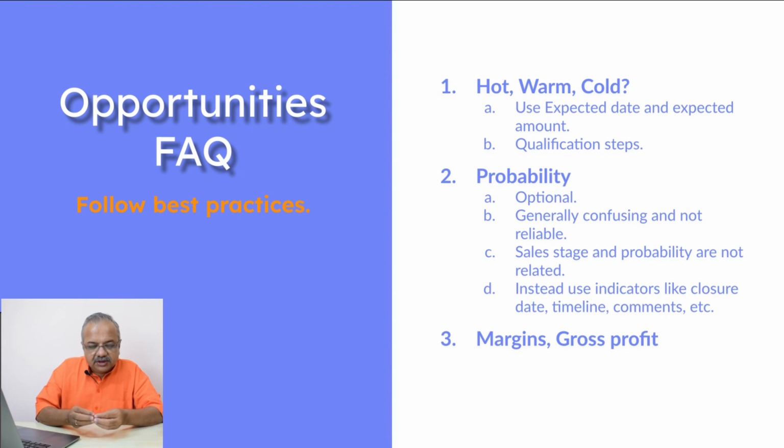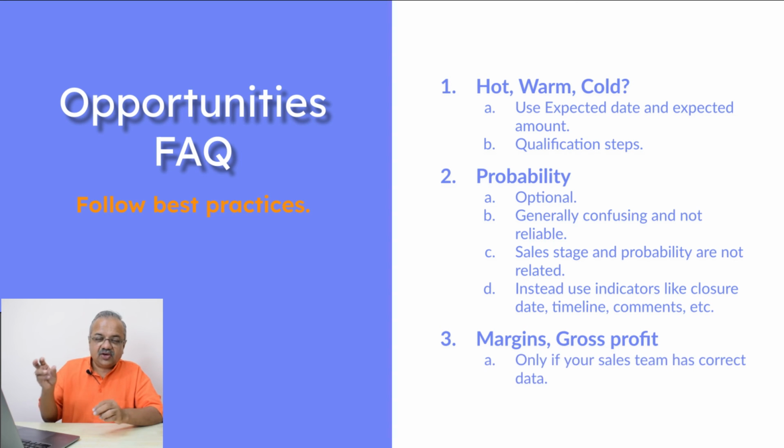Many people add the fields of margins, gross profit in the opportunities. This you can add. These fields are there, they're optional. If you tell your admin to add these, he can add it. The thing to remember is that the fields are useful only when they are used. And they will only be used when your salesperson knows its meaning. The salesperson should know for each deal how much margin the company has. If there are gray areas in that, it will not work.